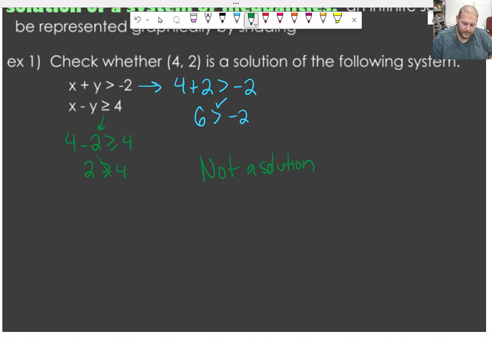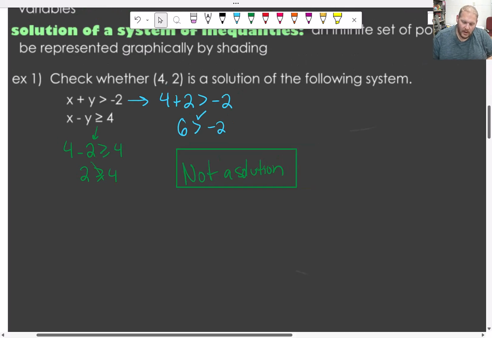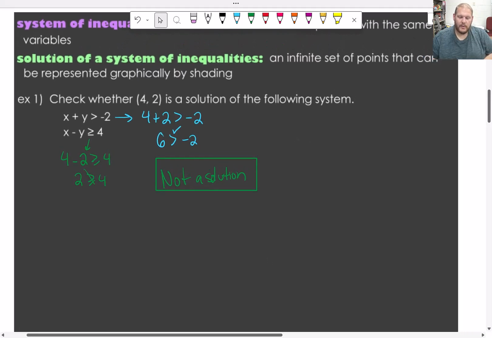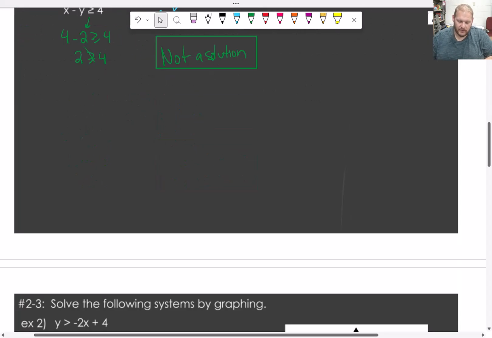If it made both of them true, yes, it is a solution. If it doesn't make both of them true, regardless of whether one of them is or isn't, it's not a solution to the system. The other way we can identify solutions is by graphing them. Solving a system of inequalities by graphing is going to require us to have some dotted versus solid lines and shading above versus below.